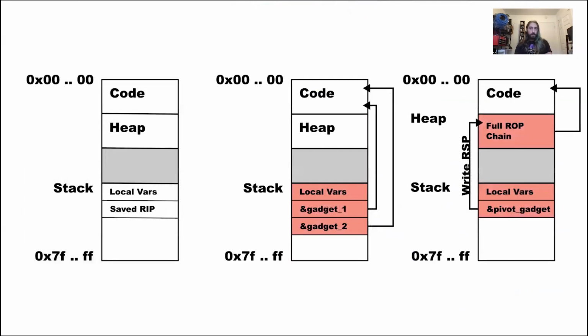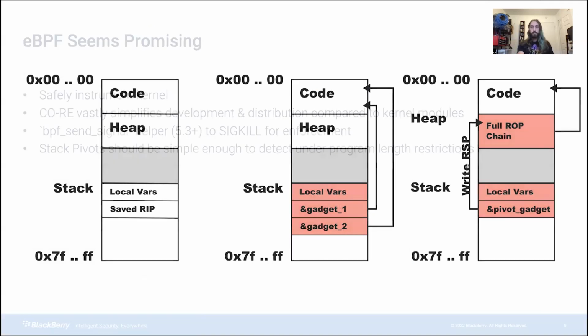I made some bad diagrams to explain this. On the left is the stack as we expect it to be in normal operating conditions. The middle is the stack when there's a ROP payload that fully resides on the stack that is executing. And on the right, we have a ROP payload that uses a stack pivot, where the stack pointer is changed to point to the heap or wherever else the full ROP chain is.